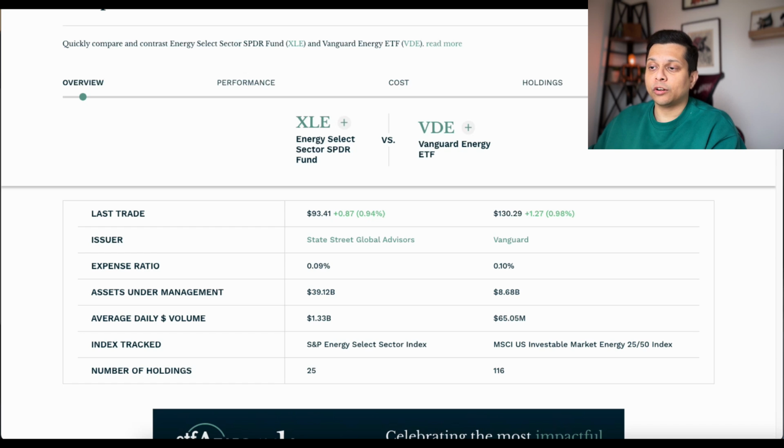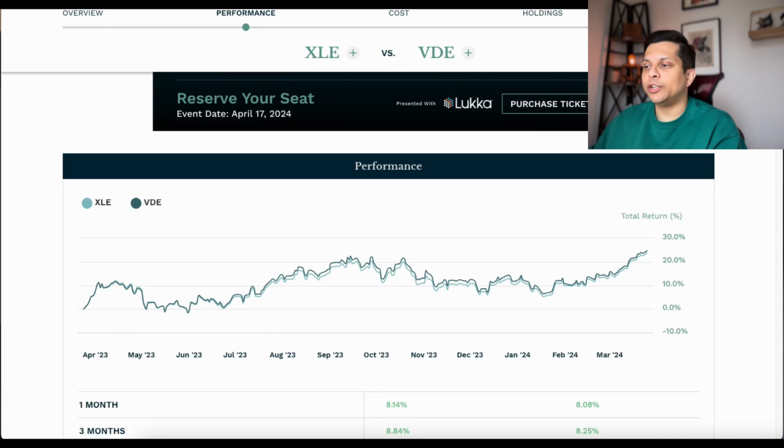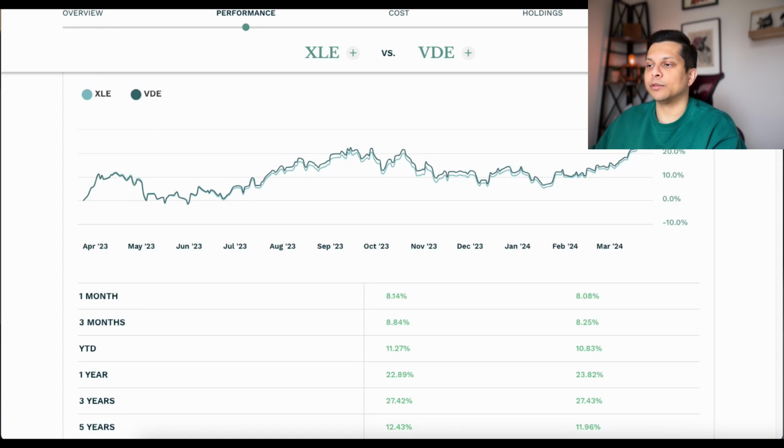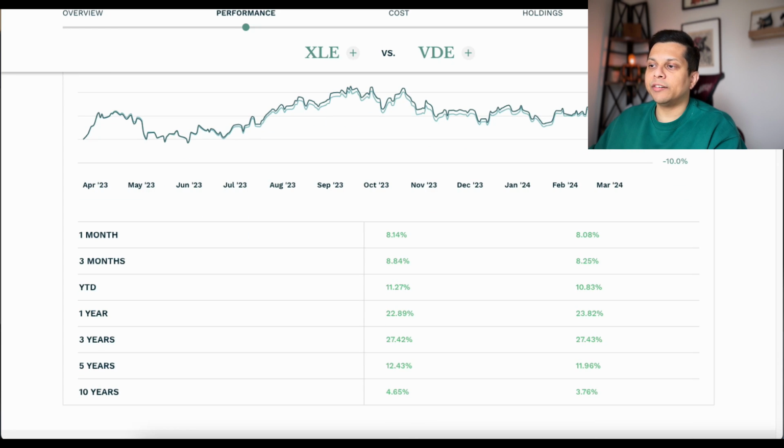Very similar to technology sector ETF, XLE only has 25 stocks, whereas VDE is 116 stocks. Now both are tremendous funds, and you can see that in the performance itself. So within the last 1 year, practically they have tracked itself together. There is not much of a difference in performance. In 1 month, XLE returned 8.14, VDE returned 8.08. So not much of a difference.